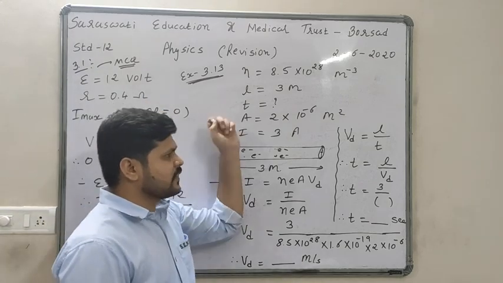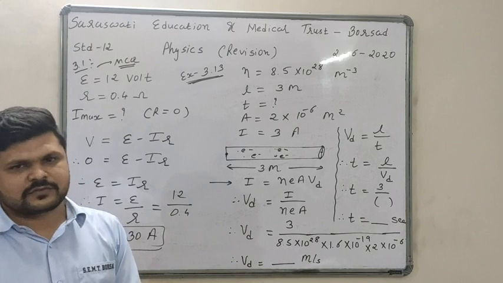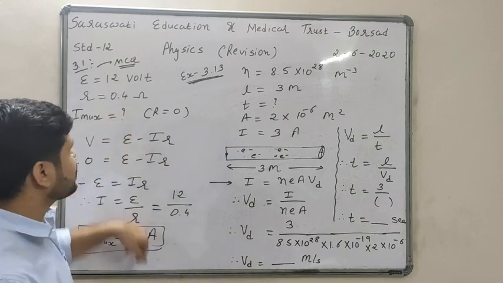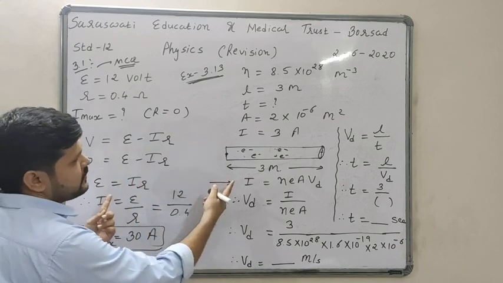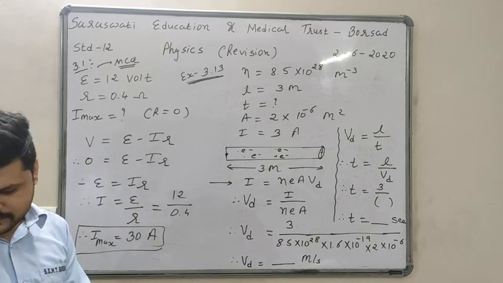This example can be asked as a 2 marks or 3 marks question. Okay, this 3.1 can be asked in MCQ, and both combined exercise examples can be asked in 3 marks.